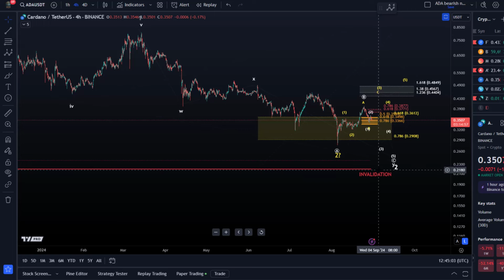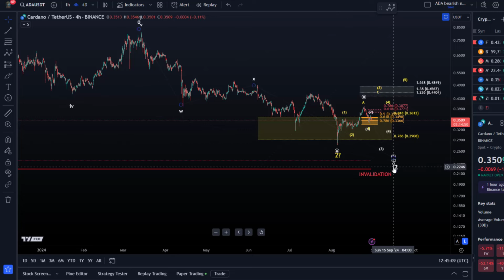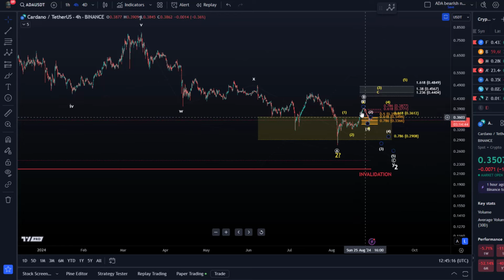The invalidation point is clear. It's around 22 cents, but already a break below the 5th of August low will mean that most likely the bullish thesis will be invalidated here for ADA. So we only have 3 waves up. That's the bottom line, and that's not clearly bullish.